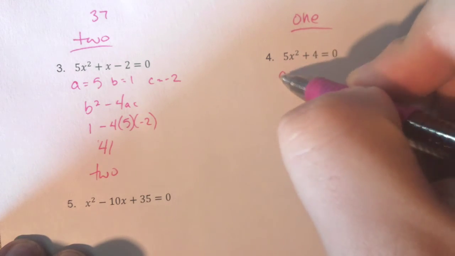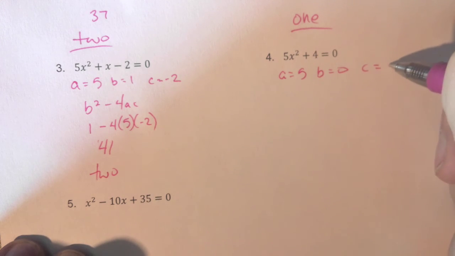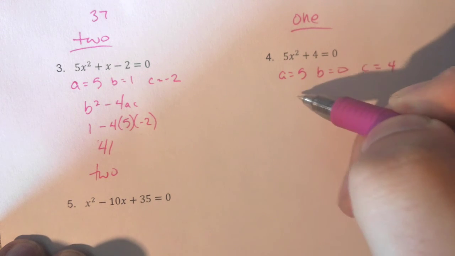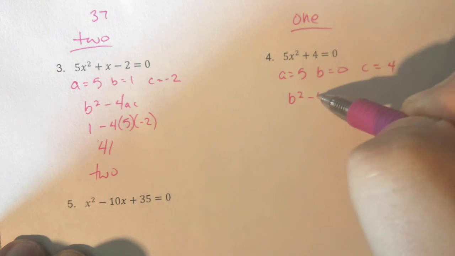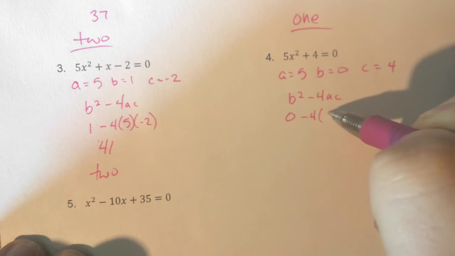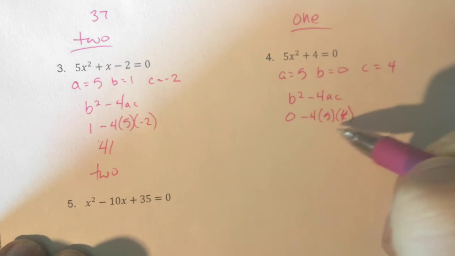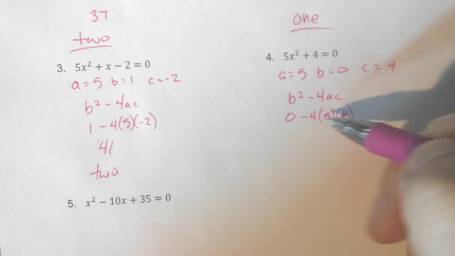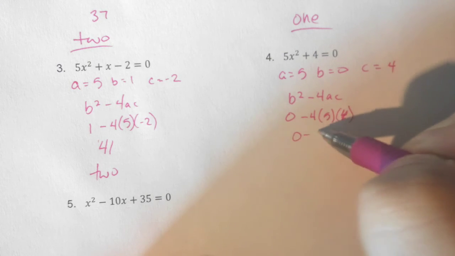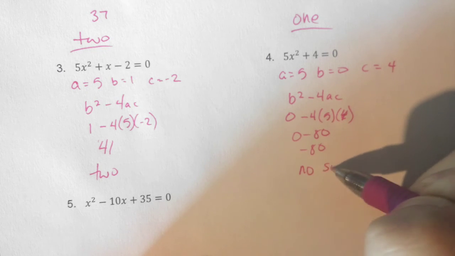On this one, a is 5, b is 0, c is 4. So we're just looking at b squared minus 4ac. So that'd be 0 minus 4 times a times c, which is 4. So that's going to be 0 minus 80. That's negative 80. I got a negative number. That would be no solution.